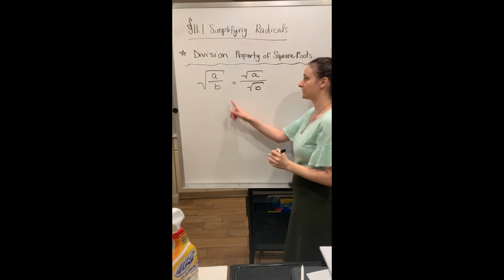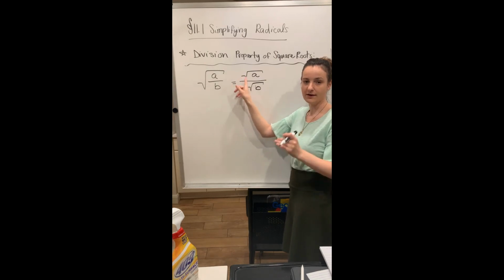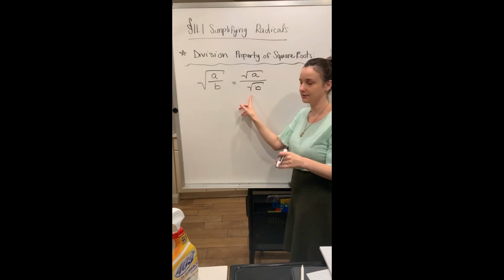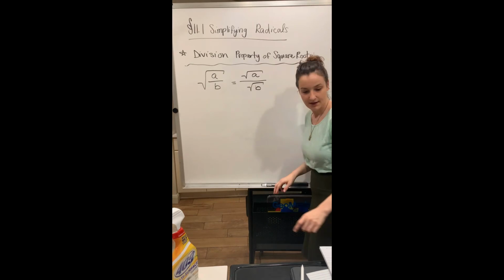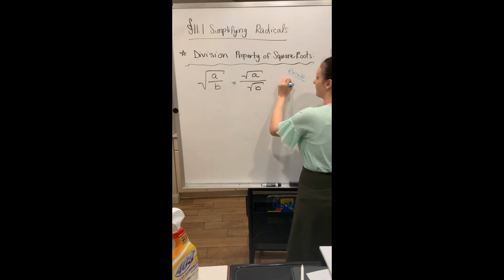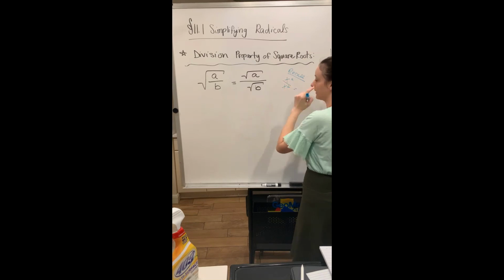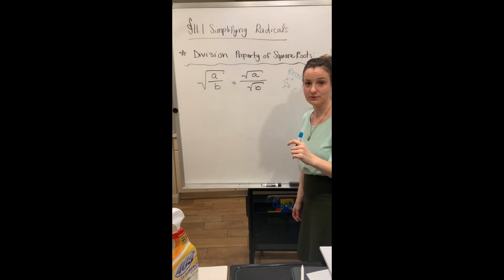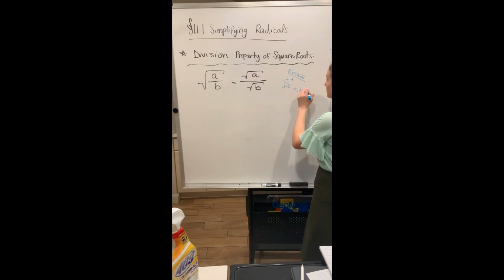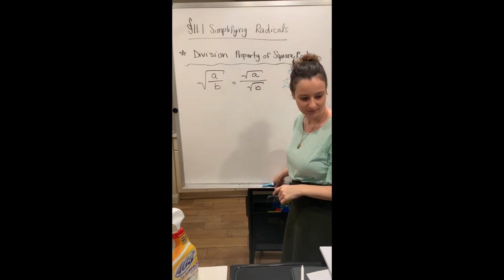So we have broken up this fraction into the numerator, taking the square root of the numerator, and taking the square root of the denominator separately. For this, we are going to have to recall from our exponent laws that if I have x to the a power divided by x to the b power, when you divide powers with the same base, you're going to subtract the exponents. So we're going to need to remember that from our exponent law chapter.